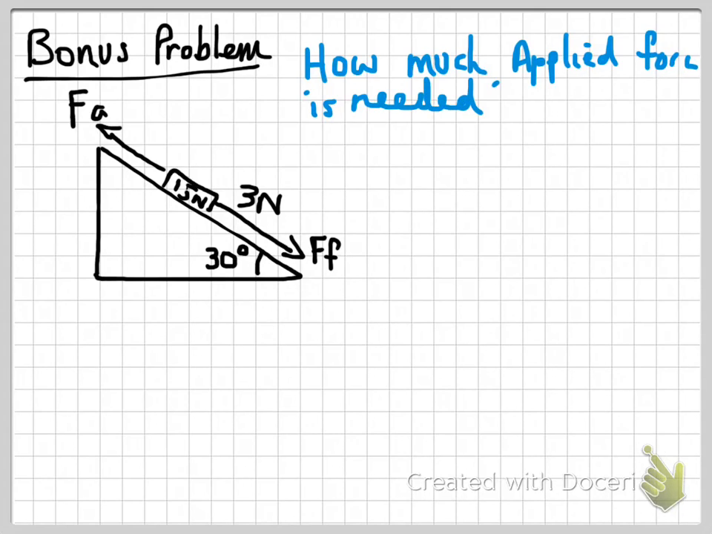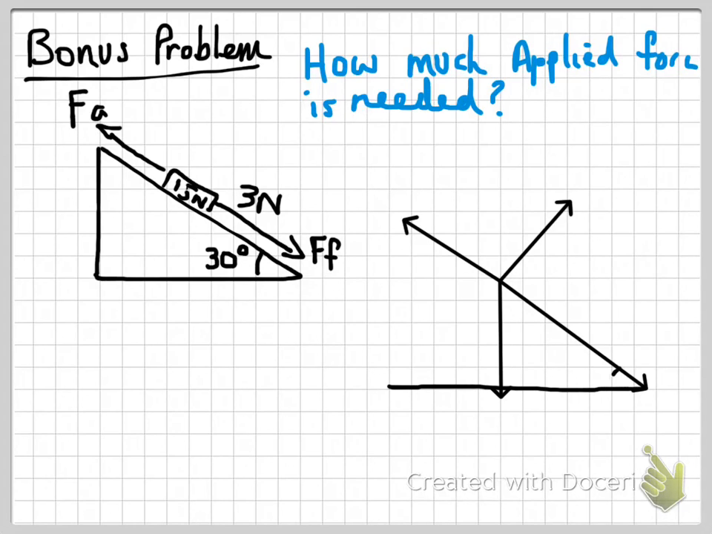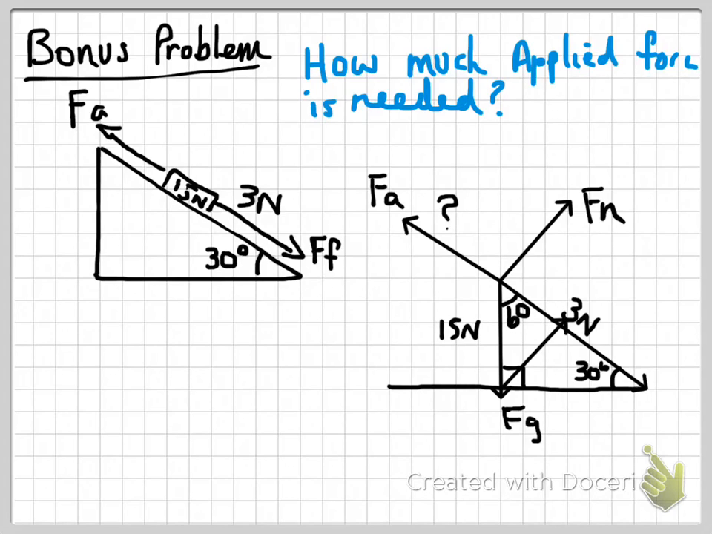So in order to be able to do this, first let's go ahead and draw our free body diagram. So again, we have a 30-degree angle there. We have our force of gravity. We have a 15 newton force that's pulling down. That is your force of gravity. The frictional force was 3 newtons, we said. Normal force we don't know. It's going to have to balance out. And then the applied force is what we're looking for.